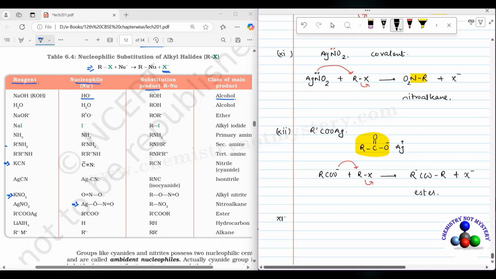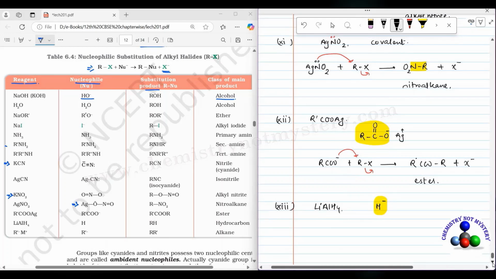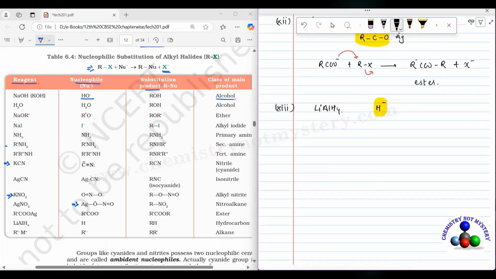Now come to the next reagent. The next reagent is LiAlH4. This is a reducing agent. In this reducing agent, the nucleophile is the H negative ion. Hydride ion is the nucleophile. So when this hydride ion reacts with alkyl halide, it substitutes the halogen in the form of halide ion. So this is H negative ion. When it reacts with alkyl halide, you will get RH and the halogen is removed in the form of halide. So this is an alkane.